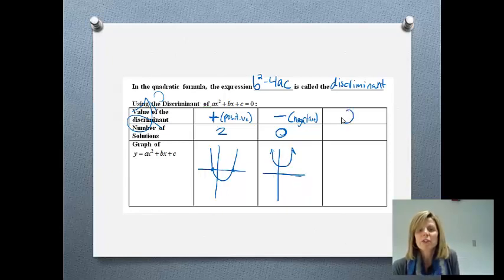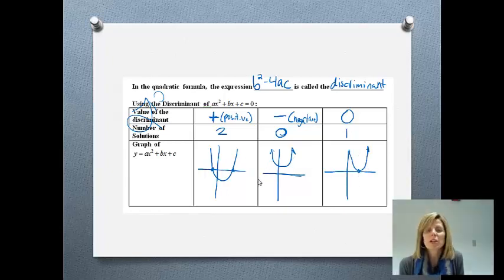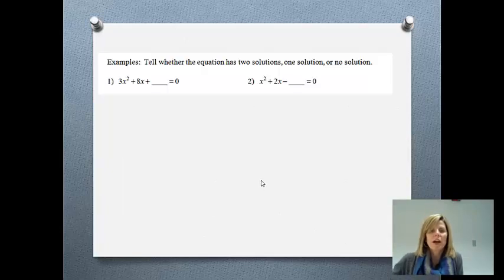And then if the value of the discriminant is equal to 0, there is going to be 1 solution. What that would look like on a graph, if you were to graph the parabola, is that it would touch the x-axis just at 1 spot. So that's what we're looking for: how many times does it touch the x-axis, how many times does it touch the ground, and so forth.